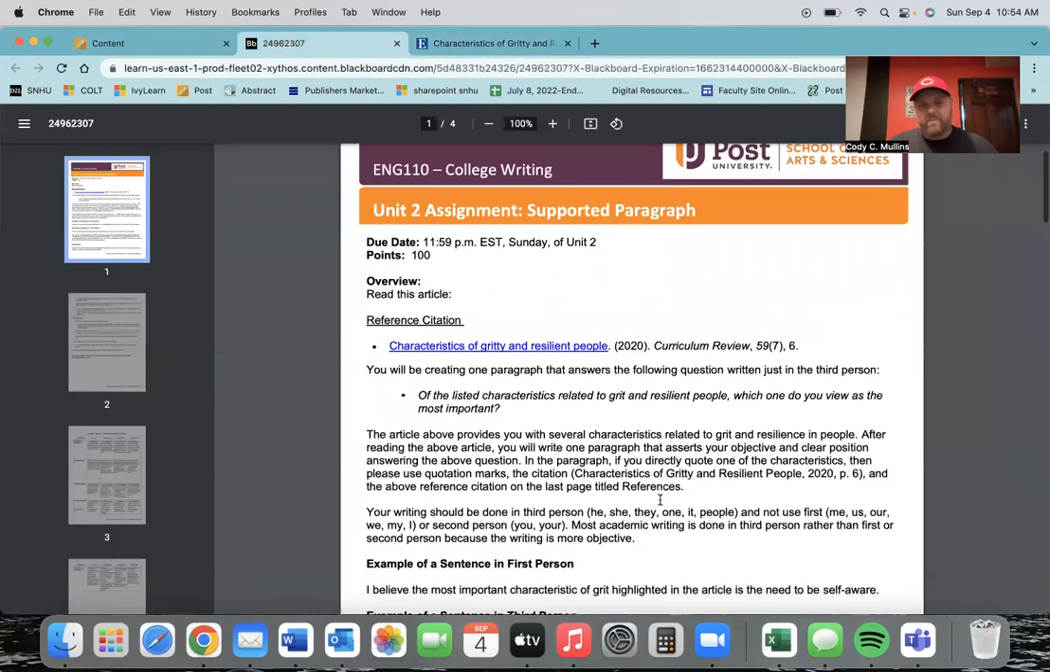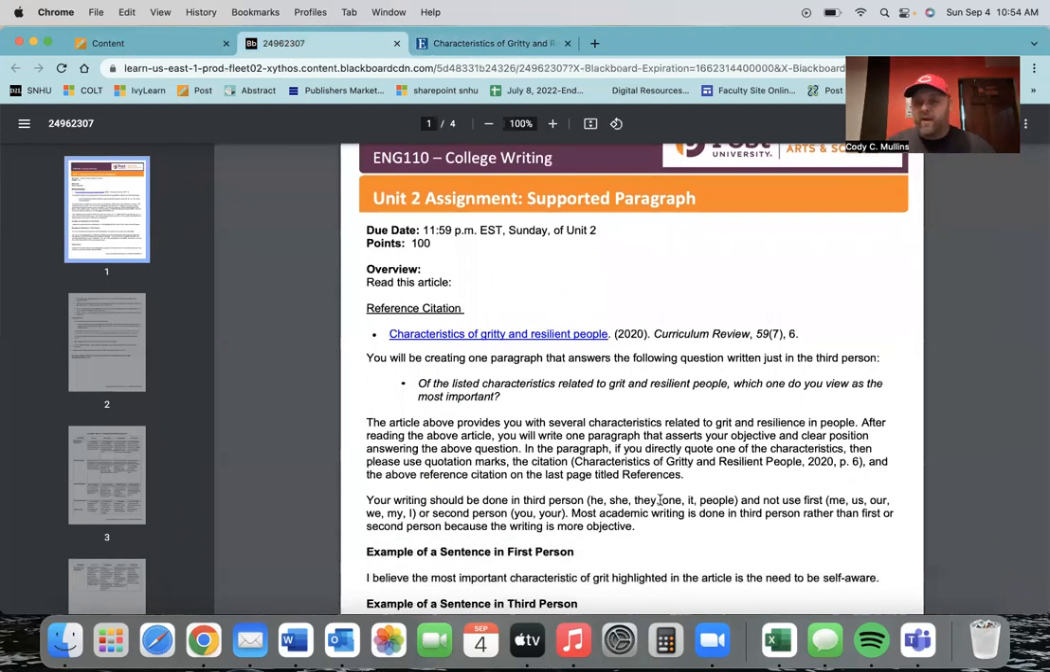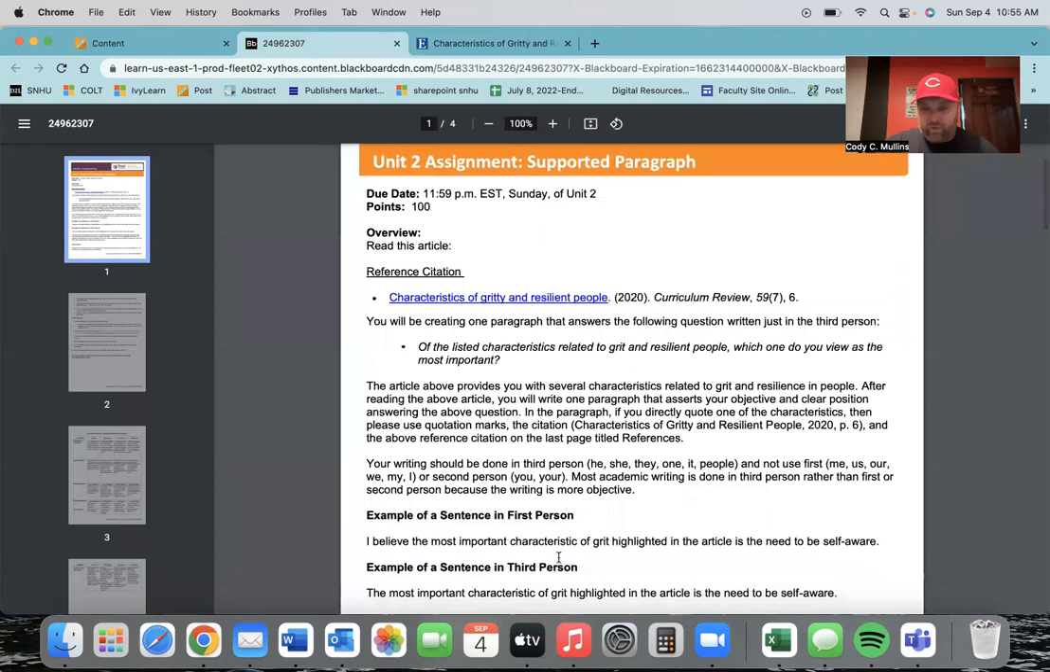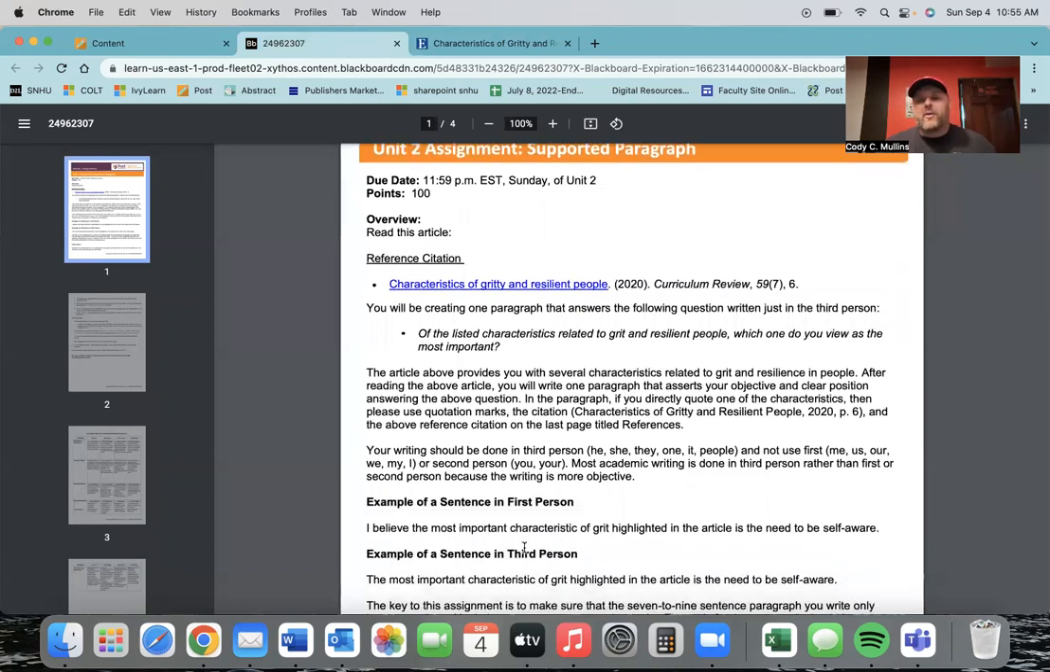Then you're going to come back here and you're going to create 1 paragraph writing in the 3rd person. So there should not be the pronoun I in this text at all. You're not writing the pronoun I. You're writing from the 3rd person perspective. There's an example here that you'll see, but you're going to basically write a paragraph that answers this question. So of the listed characteristics related to grit and resilient people, which are found in here, again, which one do you view as the most important?